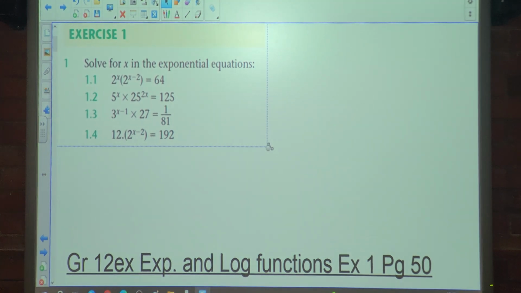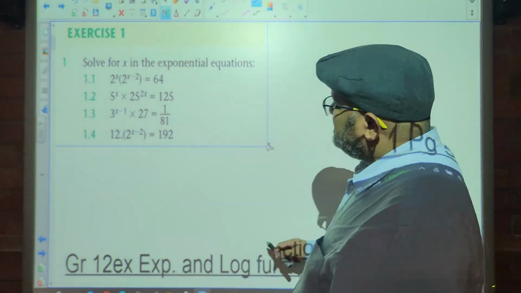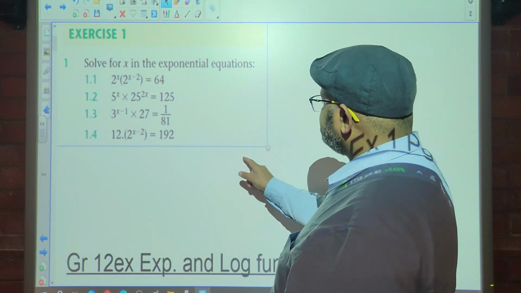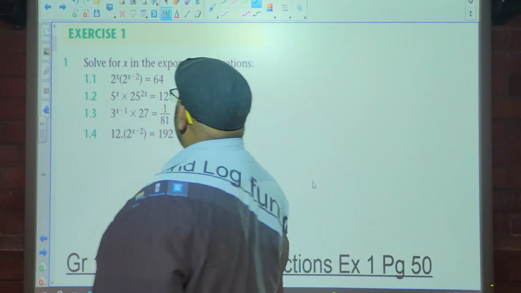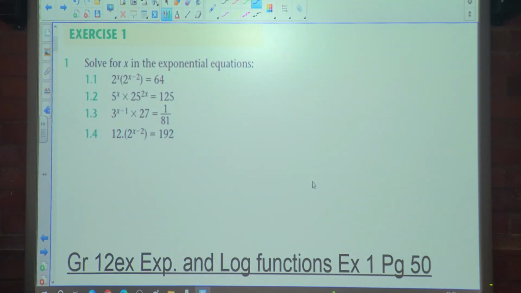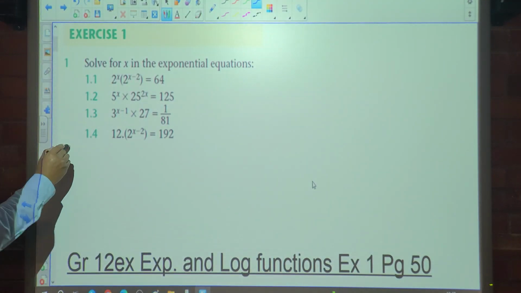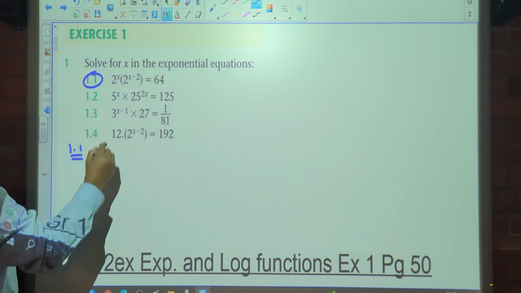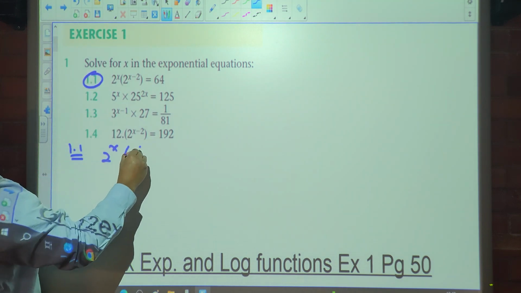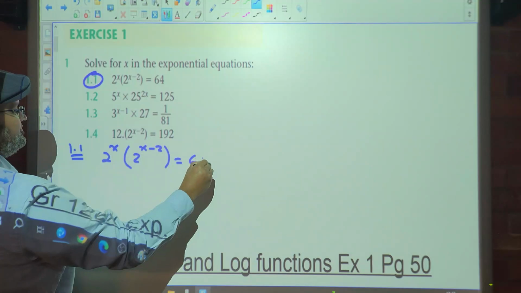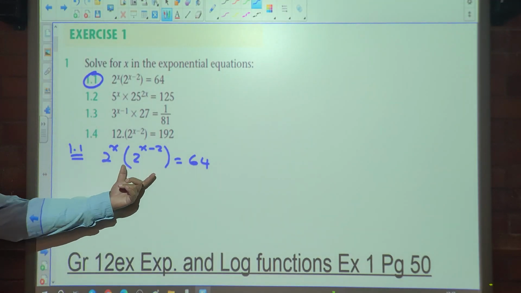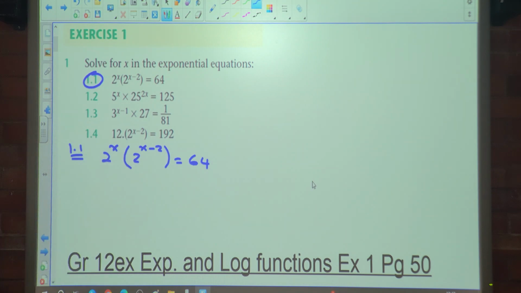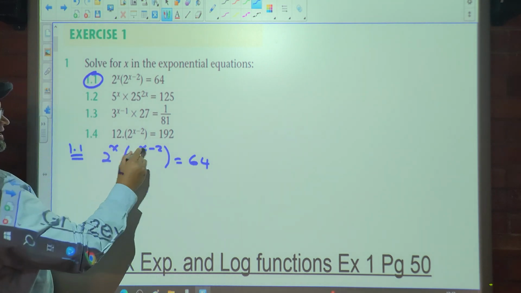Okay, so let's look at 1.1. The question says solve for x in the exponential equation. So we have 2 to the x times 2 to the x minus 2 is equal to 64. So the brackets stand for what? Multiplication. If you're multiplying with the same base, add the exponents.